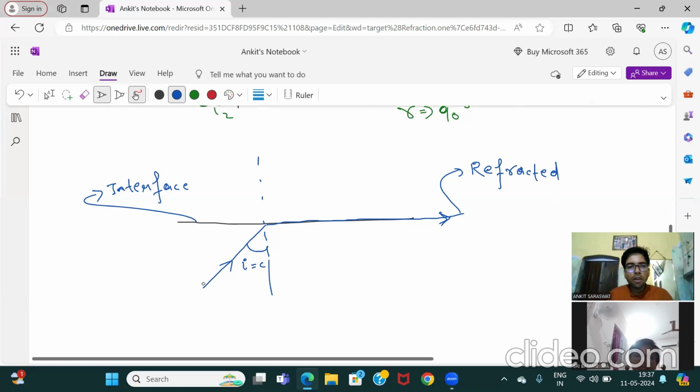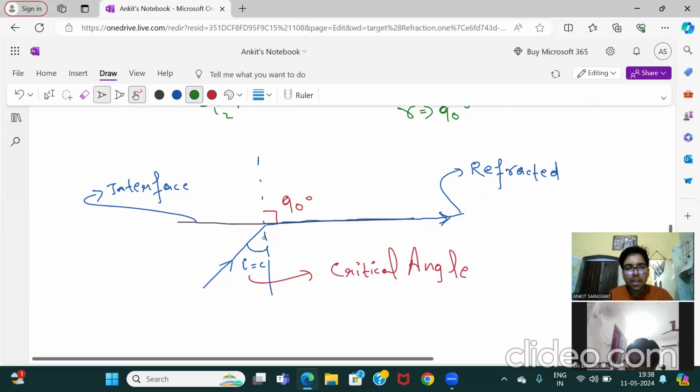Clear? Now if you again increase this angle of incidence more than this, this is perpendicular. How much? 90 degrees. So this angle of incidence is known as critical angle. This is critical angle. Any doubt?